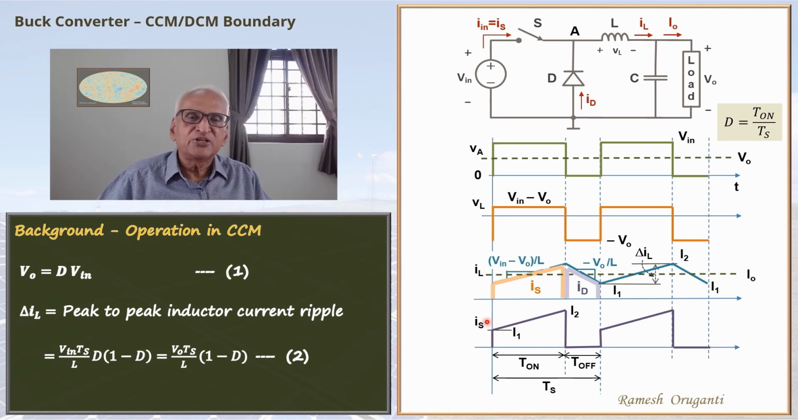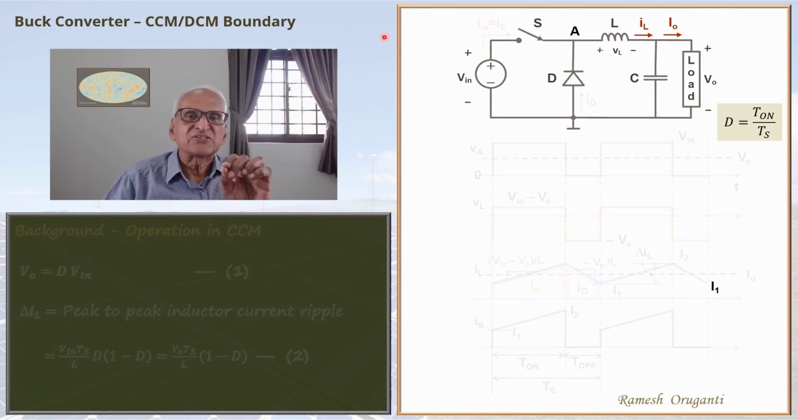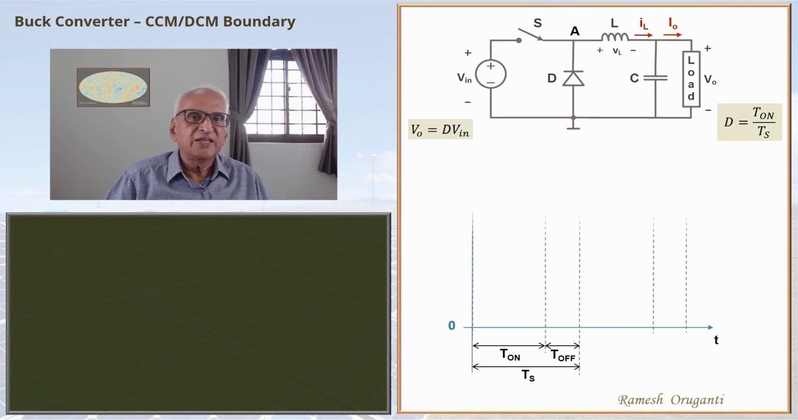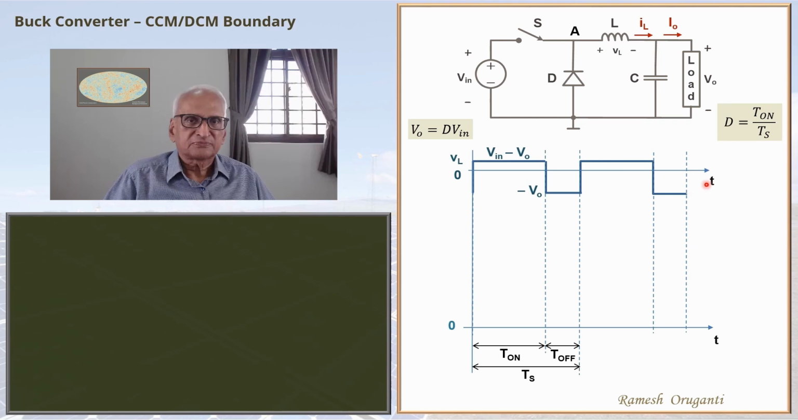In the previous videos, we saw the detailed waveform and understood how buck converter operates under CCM. Next, we will see how boundary current operation occurs. This is again the inductor voltage waveform, toggling between Vin minus V0 when the switch is on and minus V0 when the switch is off. And this is the inductor current waveform.